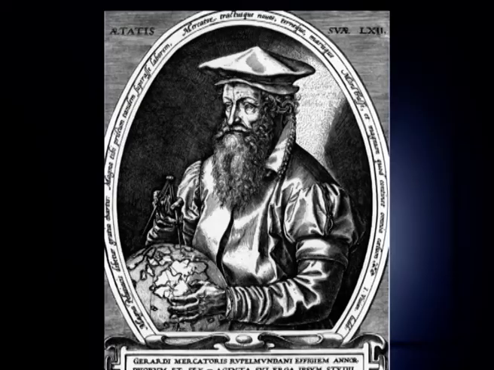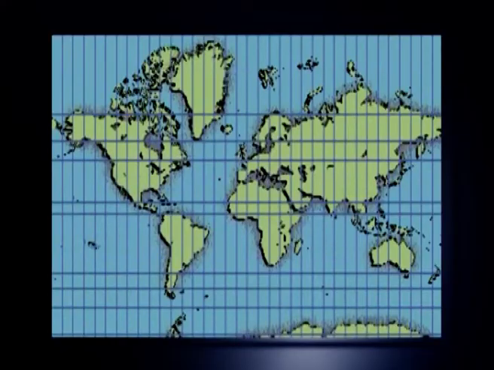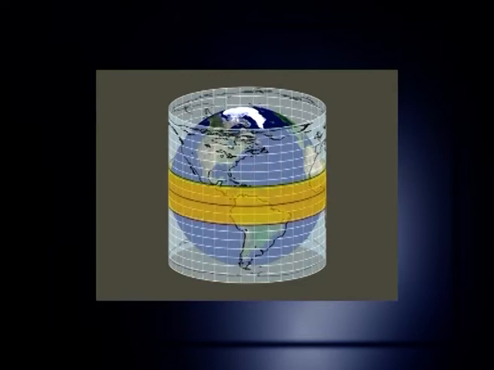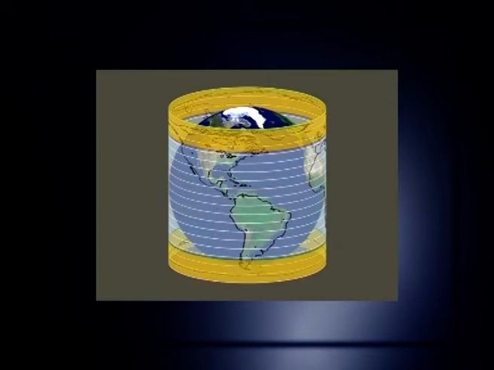Mercator's projection. Mercator's projection is a type of map projection introduced in 1569 by Gerardus Mercator. It is often described as a cylindrical projection. The meridians are equally spaced, parallel vertical lines and the parallels of latitudes are parallel, horizontal straight lines spaced farther and further apart as their distance from the equator increases.